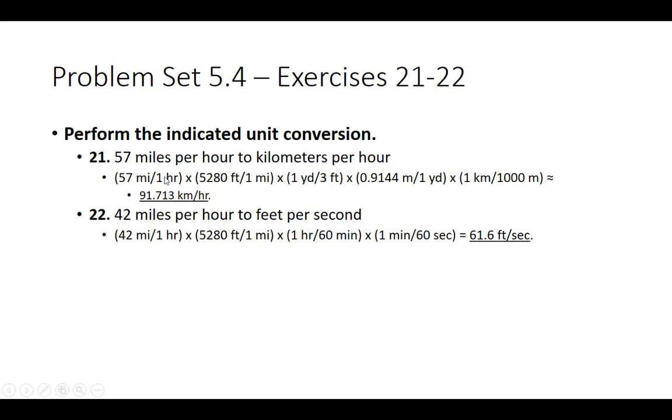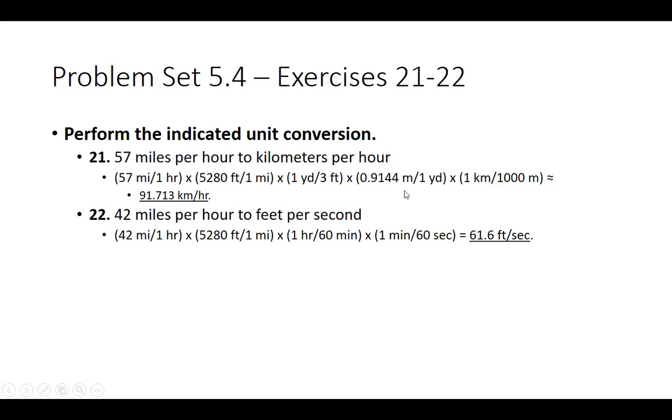So to get rid of miles, we need miles on the bottom. That's going to be feet on top, 5,280 feet over 1 mile. Miles cancels, leaving us in feet. To get from feet to yards, we would need feet on the bottom to cancel and the yards on top. That's going to be 1 yard over 3 feet.